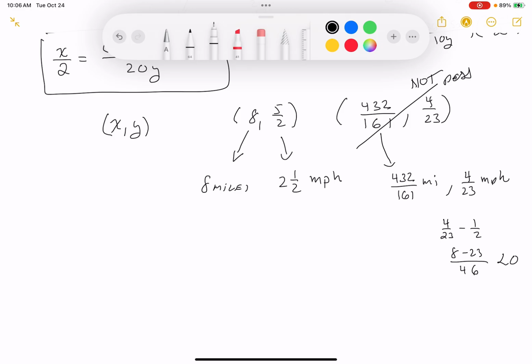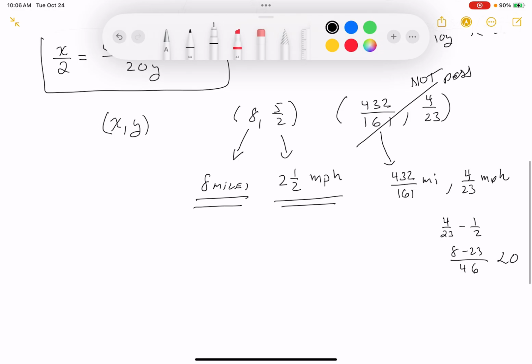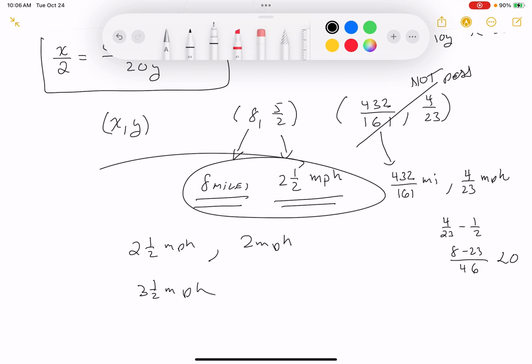So I'm going to conclude over here, the distance to the top of the mountain is 8 miles, and the speed on that first half of the trip up is 2.5 miles per hour. So he goes 2.5 miles per hour, and then on the second part he tires, he gets 2 miles per hour. And on the way down, he's doing 3.5 miles per hour. I mean, they're not asking these questions, but that's it. Thank you.